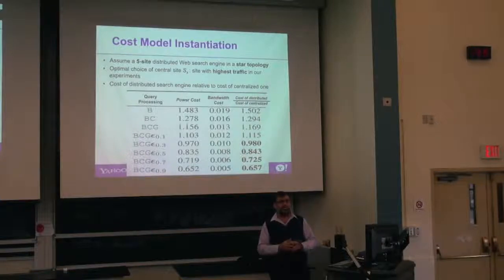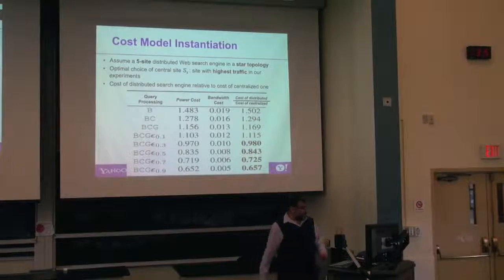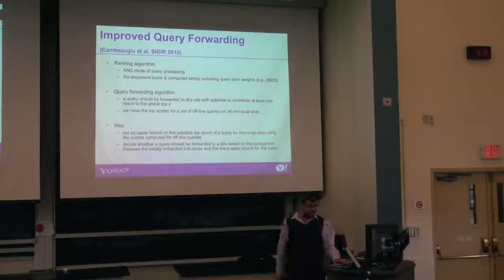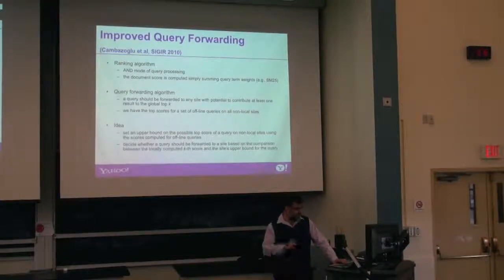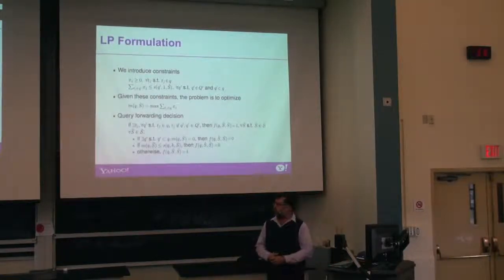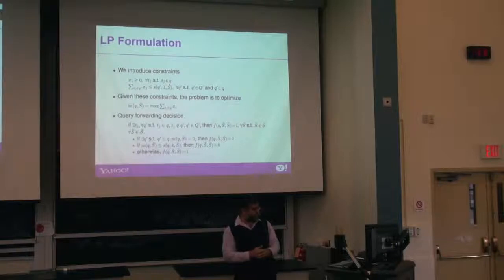We could do it at the same cost. Later we improved this paper and we showed that the cost ratio was less than 1. So basically we could do this with fewer resources, having the same answer with the same response time, but using less money. Then there was a series of papers that improved this. For example, Barla did a very nice LP formulation to improve how to send queries to other sites.